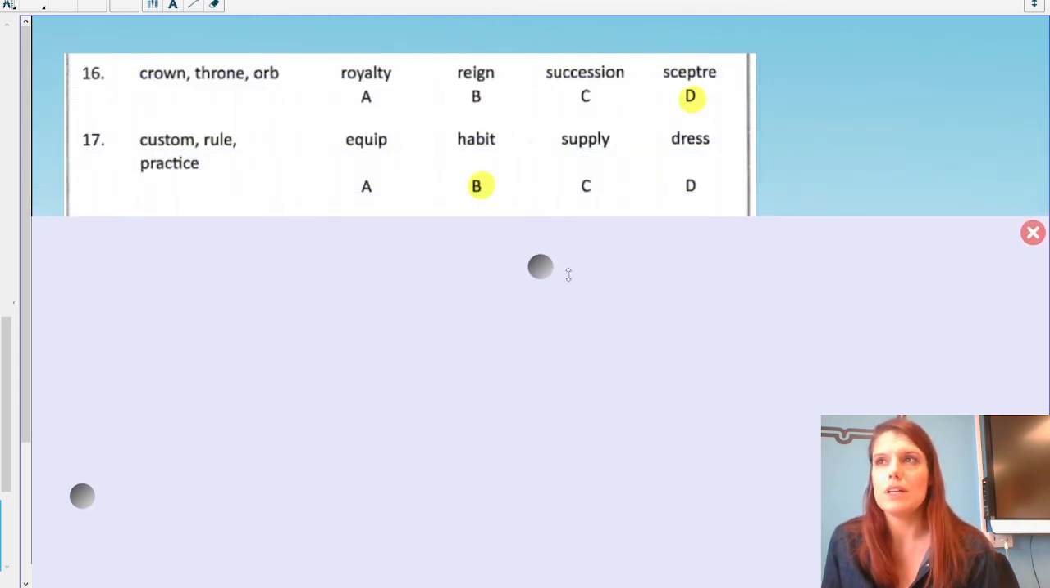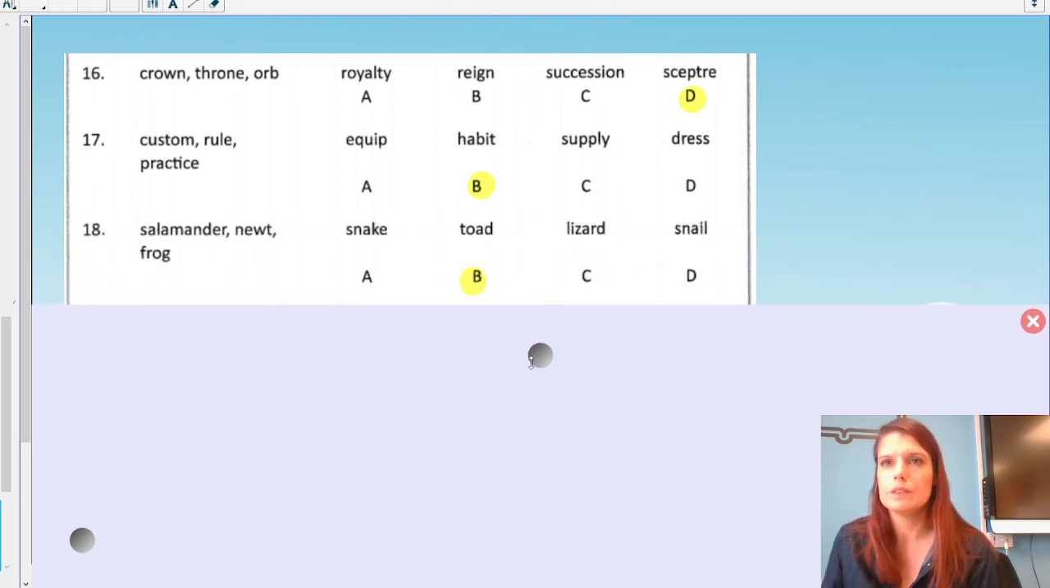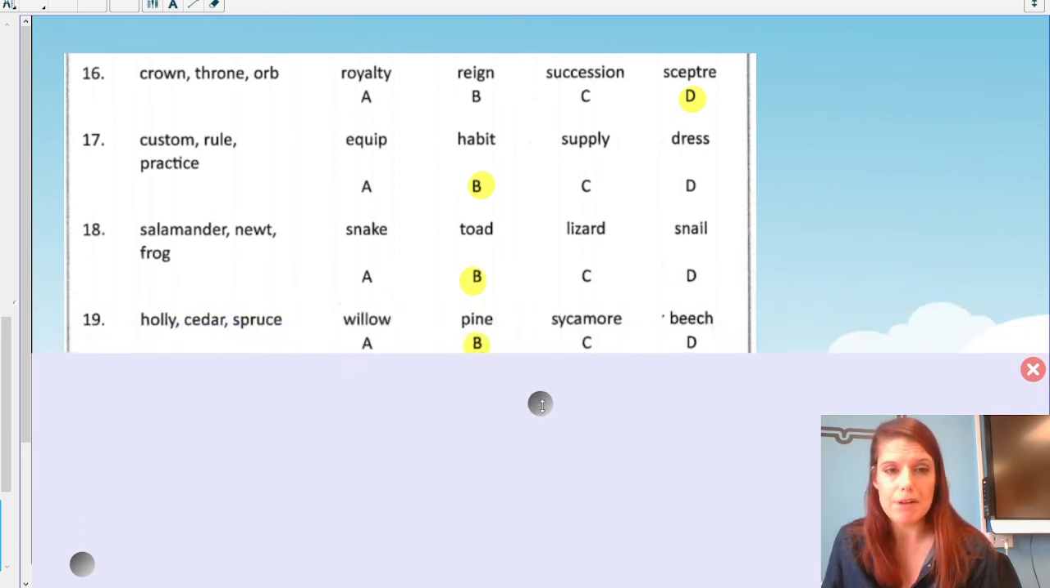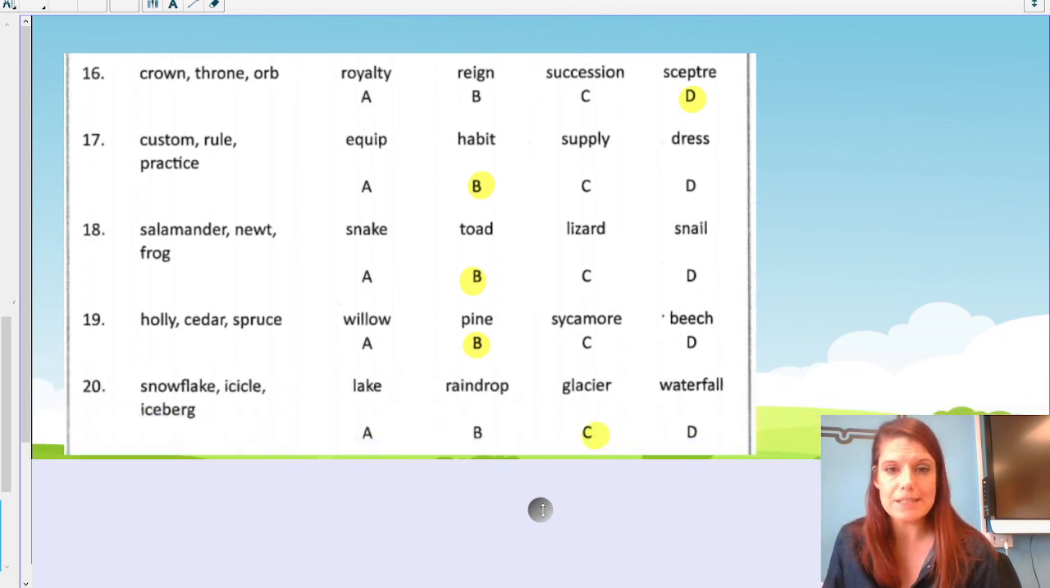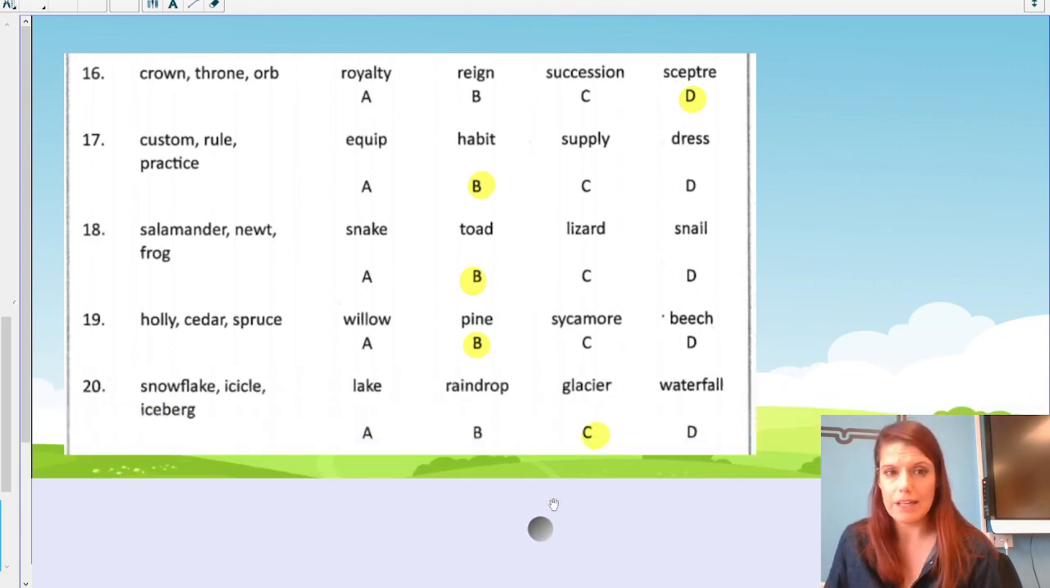This is always a tricky one. Number 16 is a type of item given to kings or queens at their coronation, and they hold it like a big stick. Custom, rule, practice, and habit. Salamander, newt, frog, and toad are all similar kinds of reptiles. Holly, cedar, spruce, and pine are trees. A glacier is another frozen block of ice on a very, very large scale.